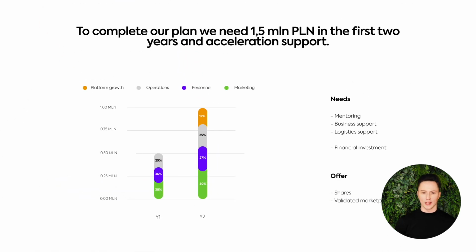Staying on the topic of money, your pitch should also clearly state how much money you need, what you will spend it on, and the timeline for your budget plans. This shows investors that you have a clear plan and know what you need to make your product work.